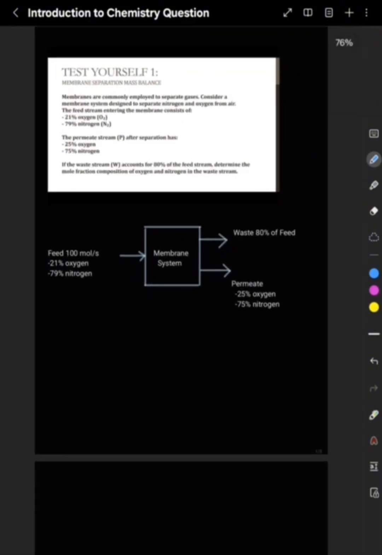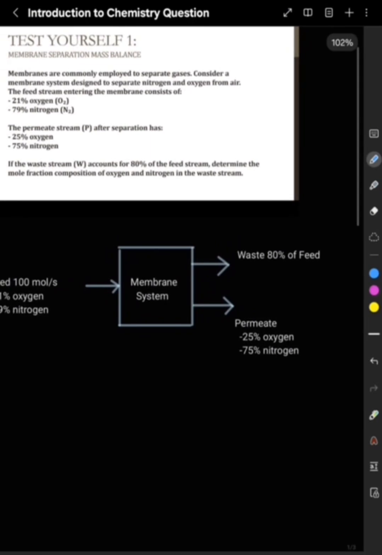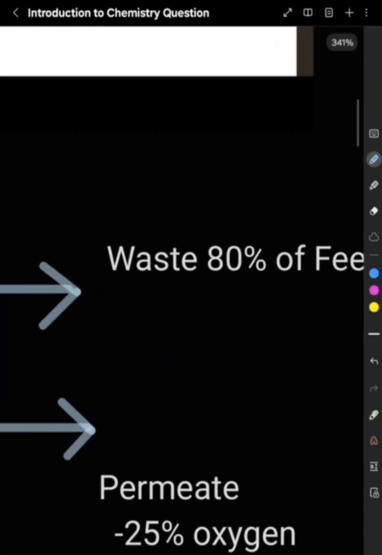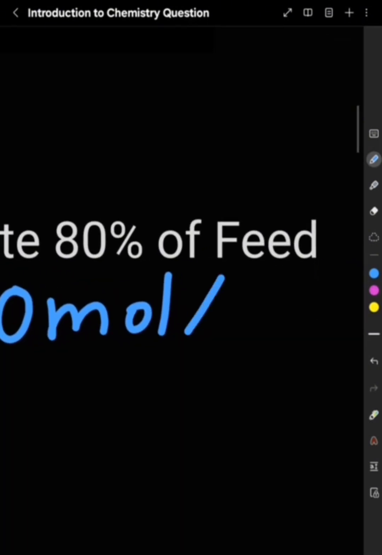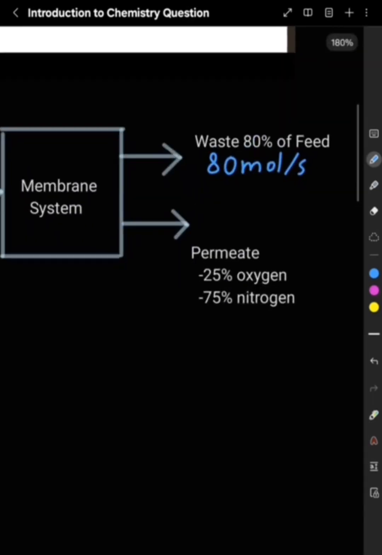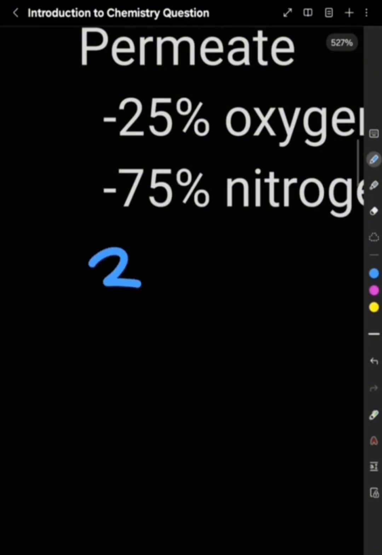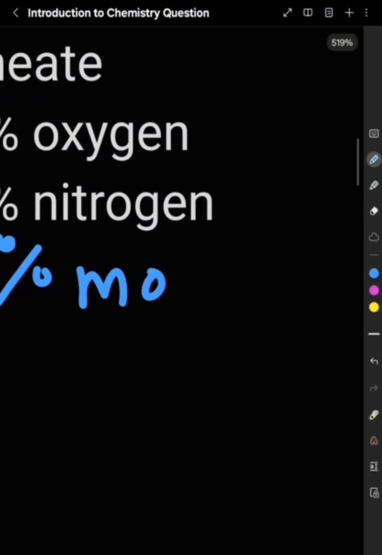So if the feed is 100 mole per second and the question said that the waste stream accounts for 80%, so the waste is 80% of 100 mole, which is 80 mole per second. So if the waste is 80 mole per second, the permeate will be 20 mole per second.